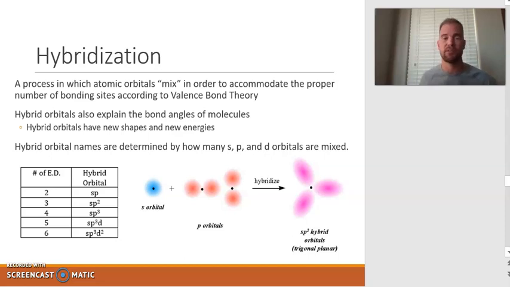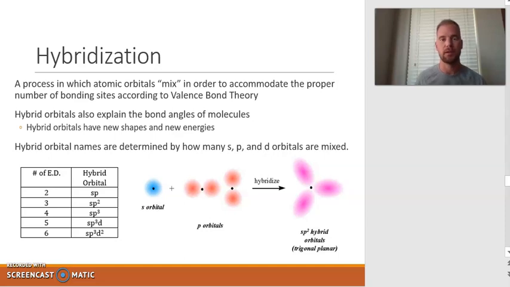When we talk about hybridization in terms of molecules, we are talking about the process in which atomic orbitals mix in order to accommodate the proper number of bonding sites according to valence bond theory. And I say mix because sometimes students think that scientists do this, that we are the ones that go in and mix the orbitals. This actually happens on its own. The atomic orbitals mix or blend naturally. And they do that, like I said, to accept the correct number of bonding sites necessary for a particular molecule.